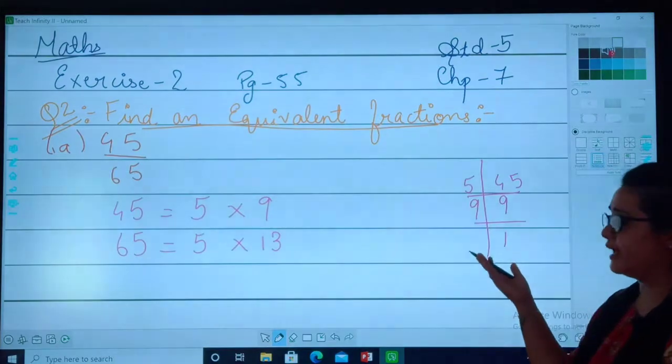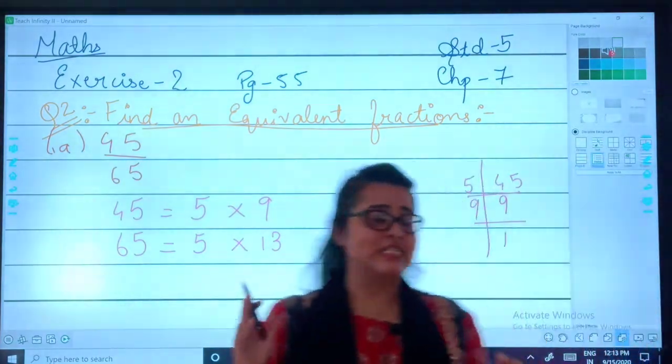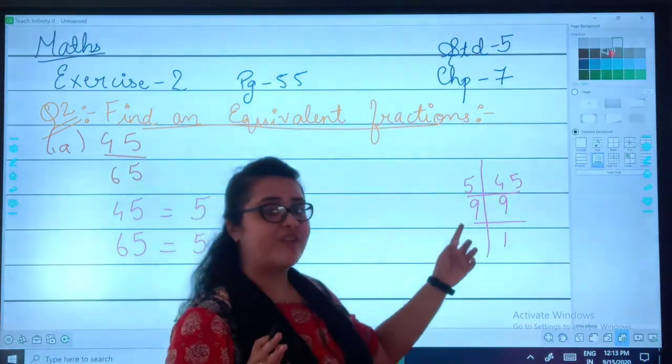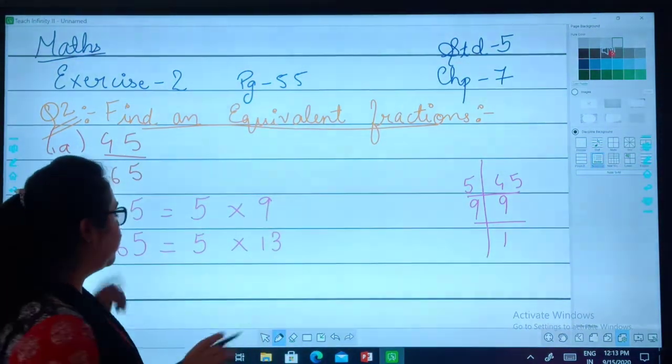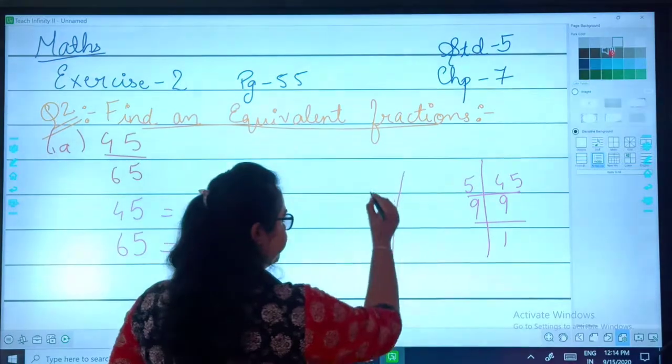अब व्हेन आई डन the LCM of 45, my answer was 5 9s. I have written here 5 9s. Now I will be doing for 65.